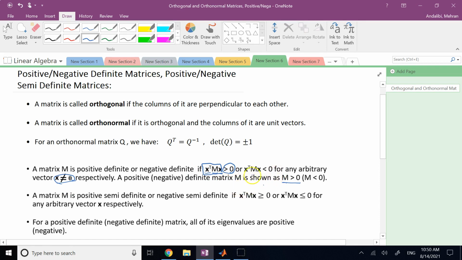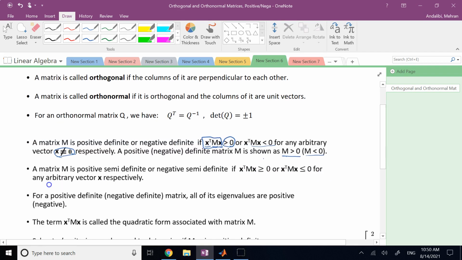And if in all cases it is negative, we call it negative definite, and we show it with M less than 0. So what does that mean exactly? Well, first of all, when x transpose M x is a scalar, it means that matrix M has to be a square matrix. So this matrix M has to be an n by n matrix. Otherwise, this x transpose M x is not going to be a scalar.